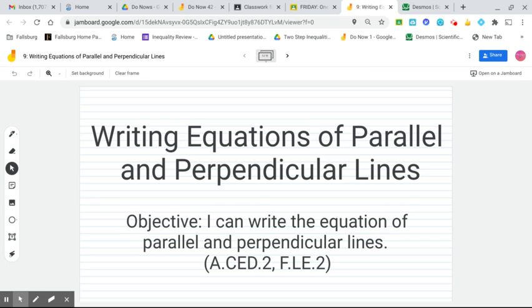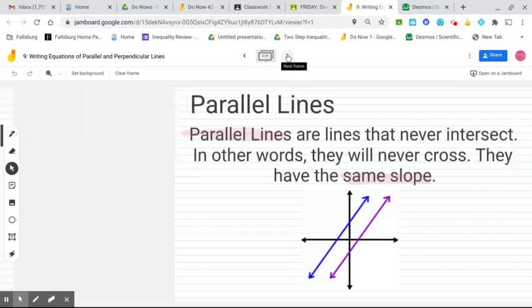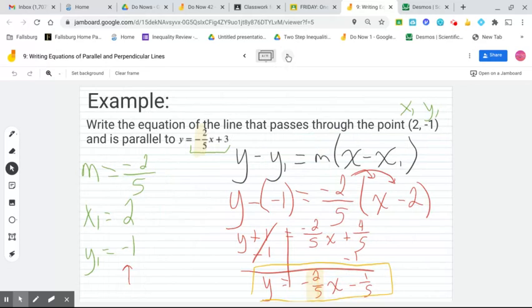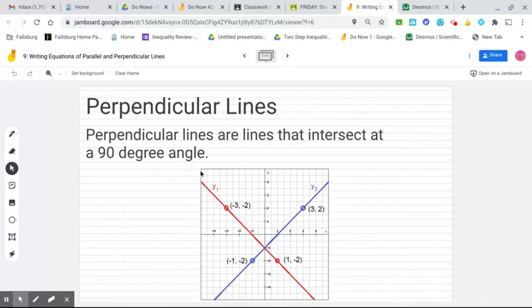Good morning. Today we're going to be looking at writing equations of perpendicular lines. Yesterday we talked about parallel lines. Today we're going to focus on writing equations of perpendicular lines. So you should have these notes open. Let's talk about what perpendicular lines are. Perpendicular lines are lines that intersect at a 90-degree angle.